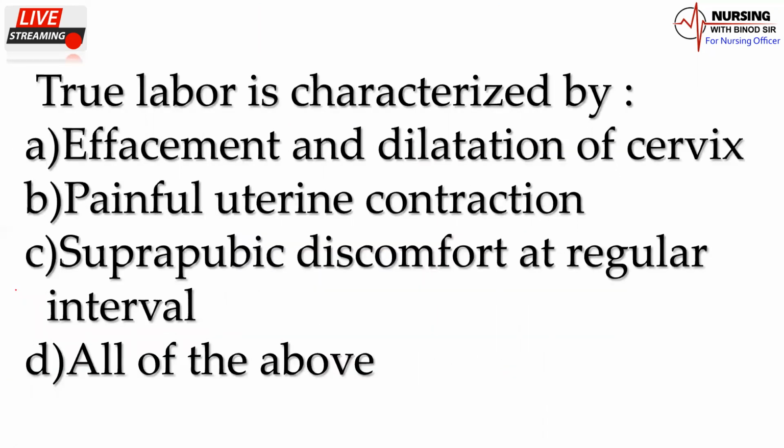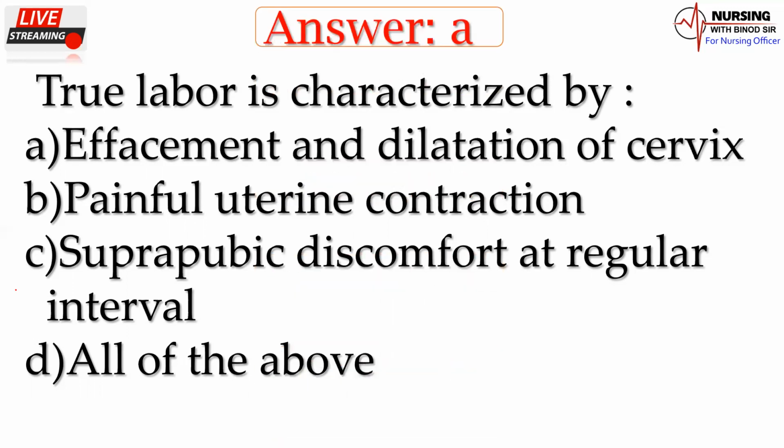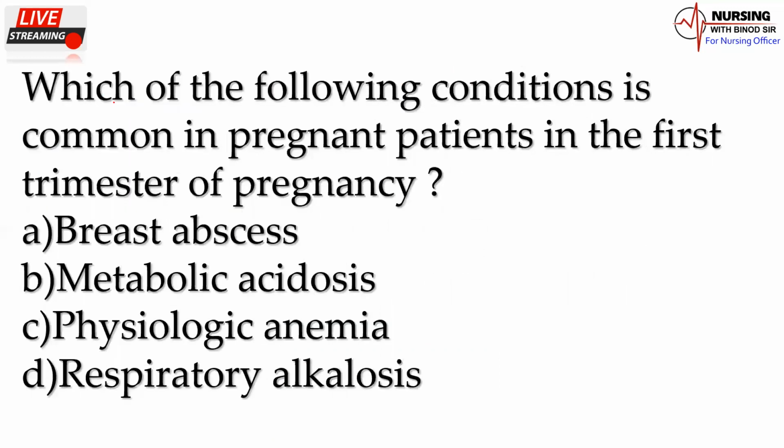Now we'll come back to the next question. True labor is characterized by effacement and dilation of the cervix, painful uterine contractions, suprapubic discomfort at regular intervals, or D option, all of the above. So what would be the right answer? Okay, that is effacement and dilatation of the cervix. You must remember this one.